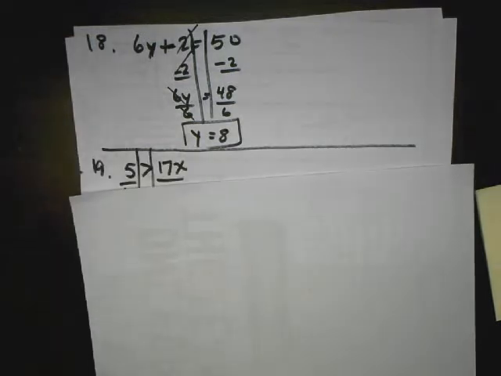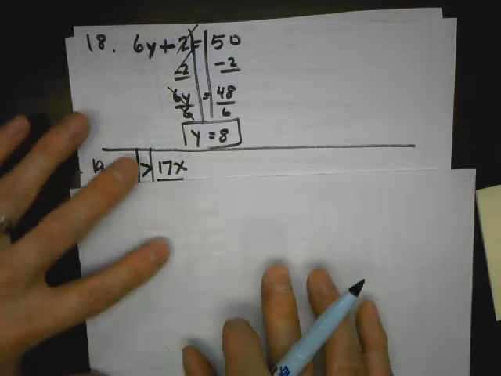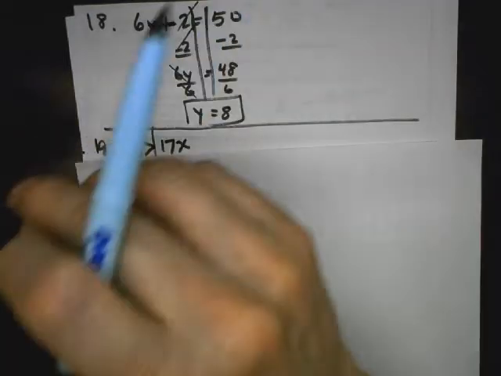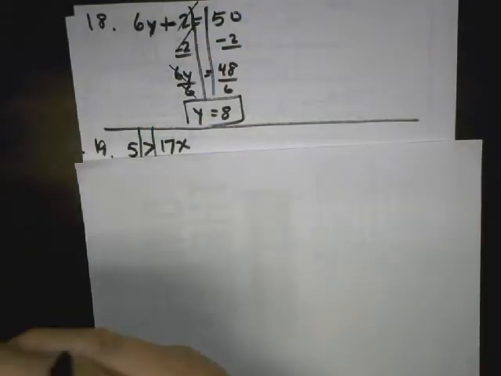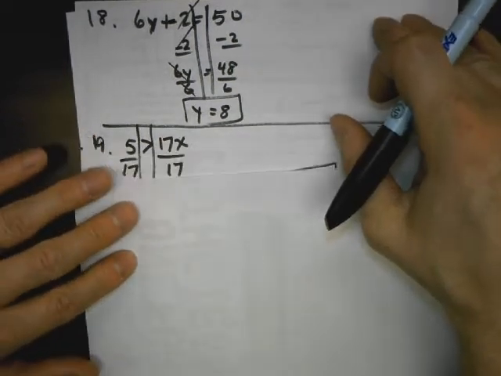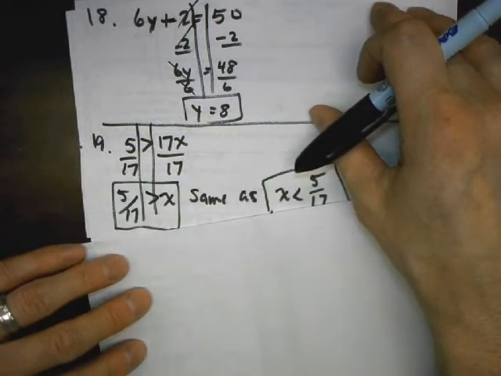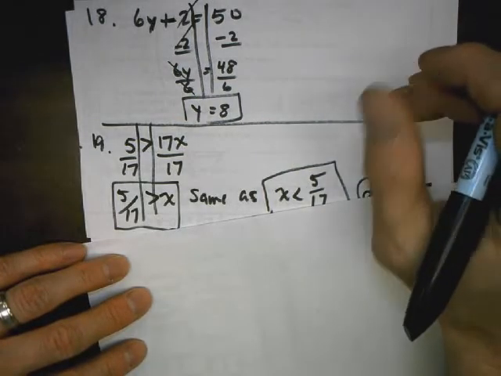19, we're going to solve this inequality. Same as solving equations, right? The only difference is if I multiply or divide by a negative number, then I have to reverse the inequality. Aside from that, everything else is the exact same. So I divide both sides by 17. How do I divide 5 by 17? I put 5 over 17.